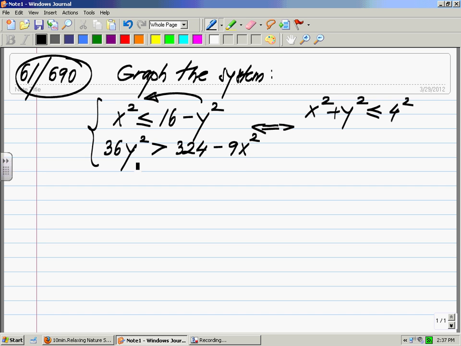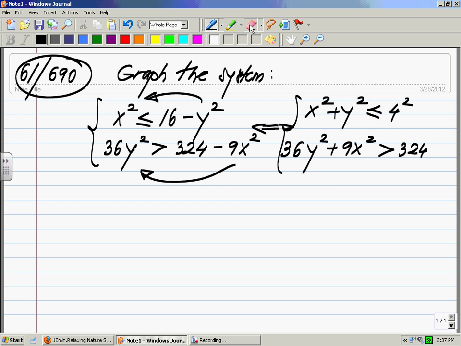Now I'm looking at the other one, and I have y squared, x squared. Well, let's move that 9x squared to the other side, right? Basically, we're adding 9x squared. When you move it, you change the sign. So this will be 36y squared plus 9x squared greater than 324. Let's put x squared first, because that's what is going to be in the end: 9x squared plus 36y squared. Alright?